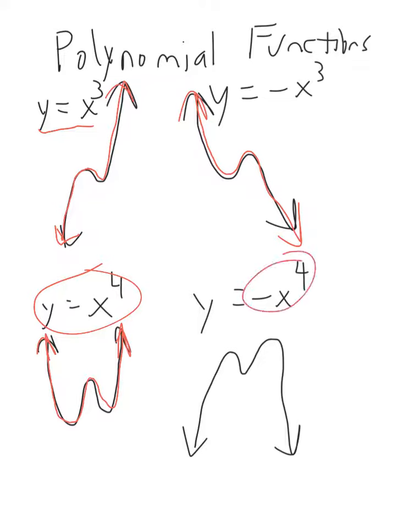If the coefficient on that x to the fourth term is a negative number, any negative number, it's going to be an upside down W, reflected or flipped from y equals x to the fourth. Okay, now a couple things.